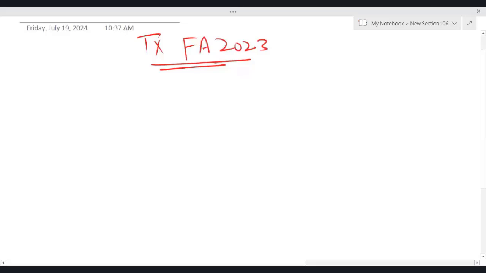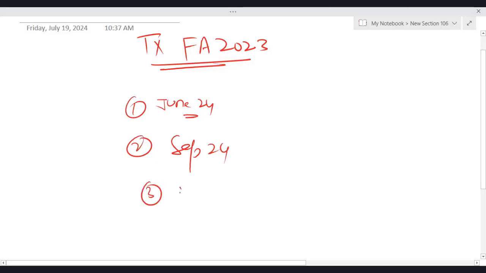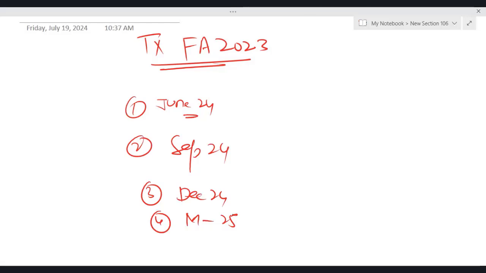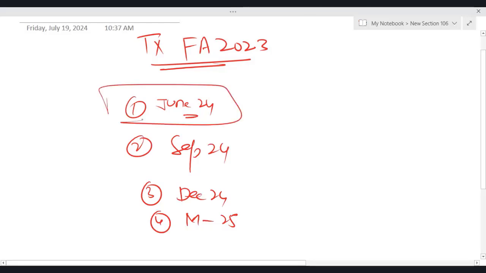Okay. Finance Act 2023. This Finance Act was valid for June 24. That term is gone. It is valid for September 24. The terms left are December 24 and March 25. So Finance Act 2023 is actually valid for 4 attempts. Out of 4, obviously 1 attempt is gone. We are left with the last 3 attempts.